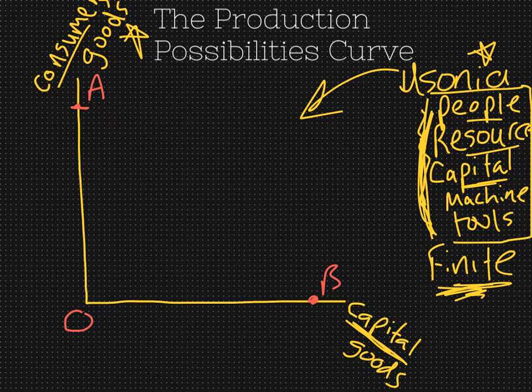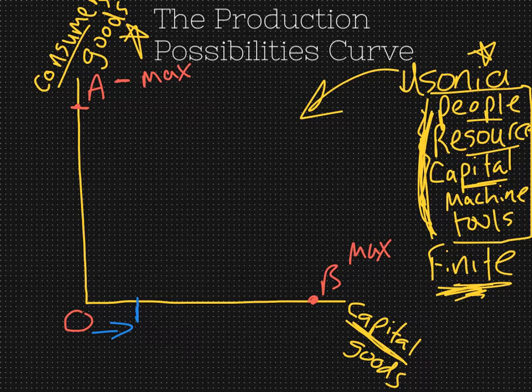So A represents the maximum amount of consumer goods, and B represents the maximum amount of capital goods. So let's say they wanted to make some sort of combination in between those two things. Let's just say, for example, we're at point A. And they decided, you know what, we need capital goods, we need machines, we need tools, things like that. So we want more of B right here. We want to be over here somewhere, maybe for B.